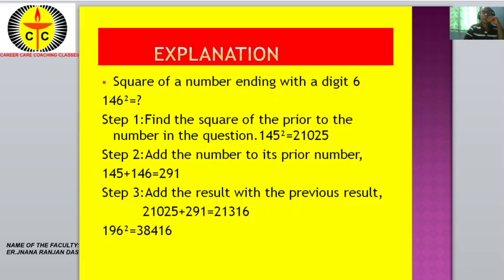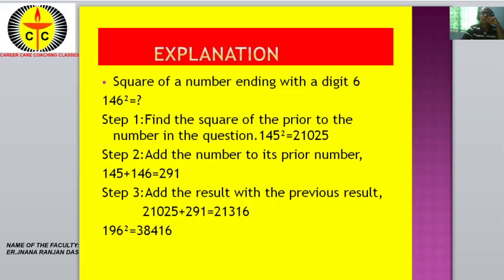Square of numbers ending with digit 6, suppose 146. In this type of number, we find the square of the number prior to the number in the question. Suppose it is 146, the prior number is 145. We take the square of 145, it is easy. We know how to find the square of 145. This is 25, and 14 into 15 is 210. So it's 21025.